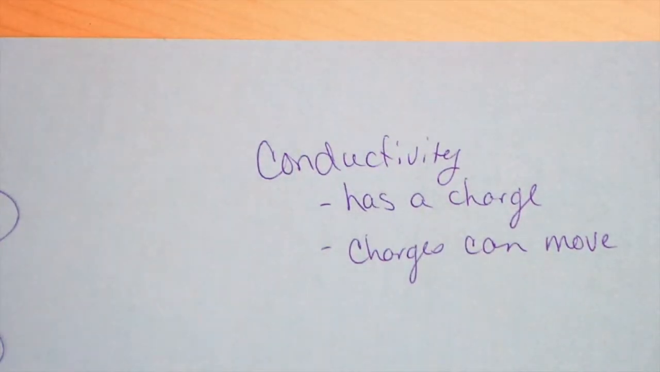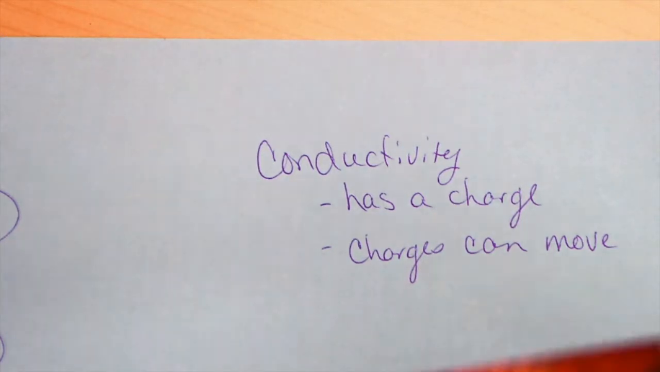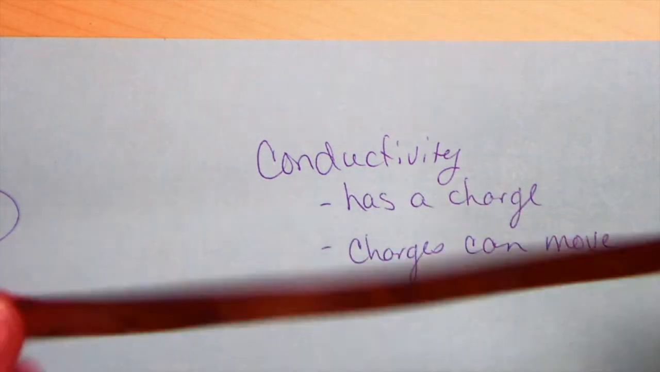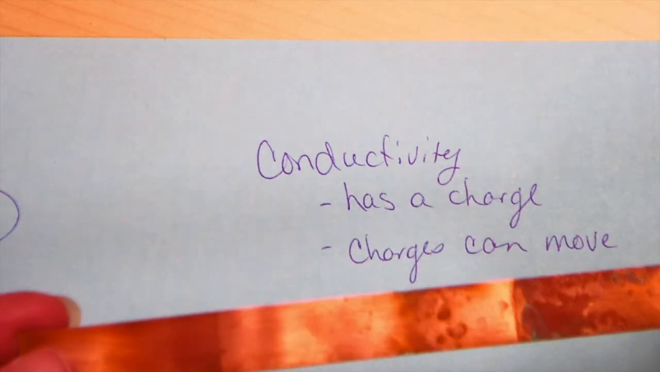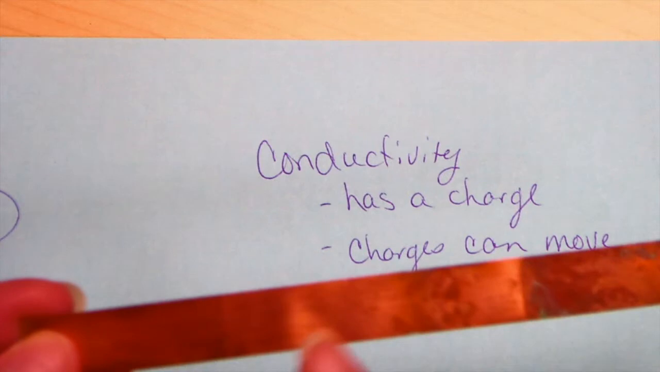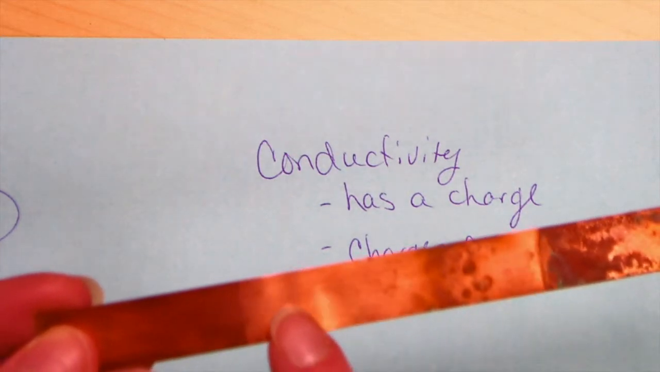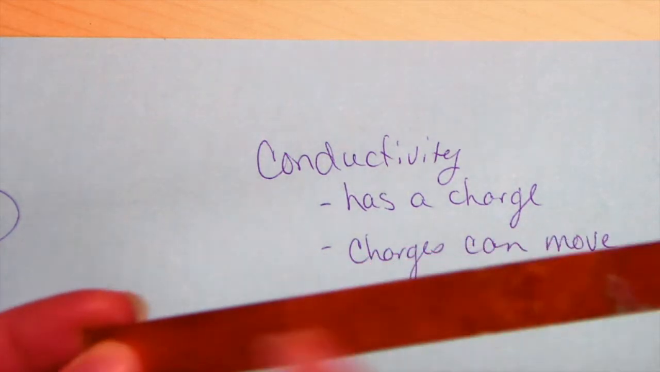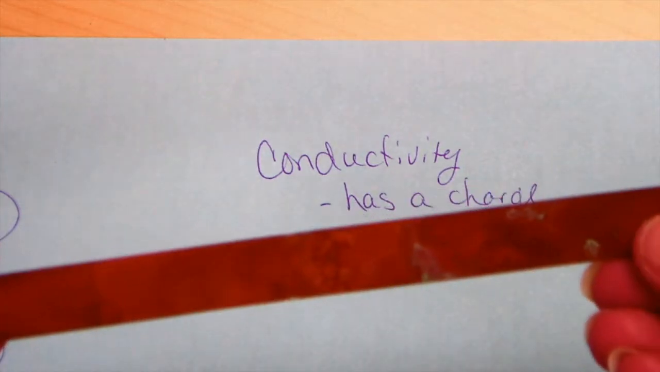So we're going to look at a thing called conductivity. And we have identified that something is conductive if it has a charge and those charges can move. So in the example of our piece of copper, the atoms are not moving, but this is a metal. It allows the electrons to move around, so then our charged electrons get to move and it conducts electricity.